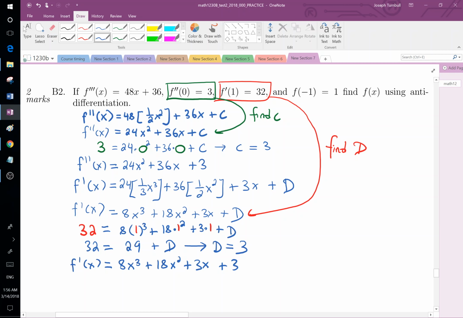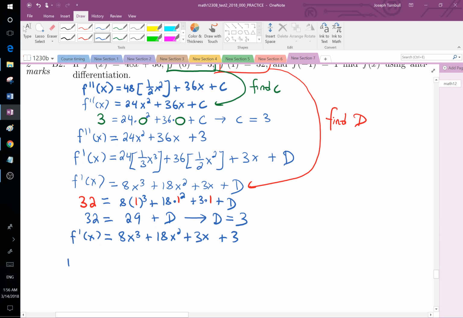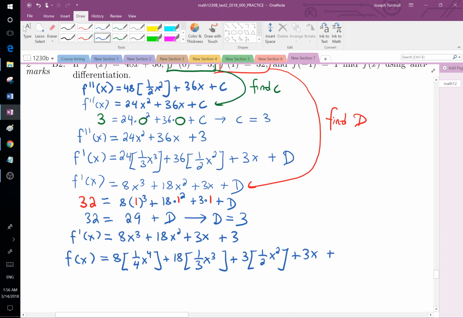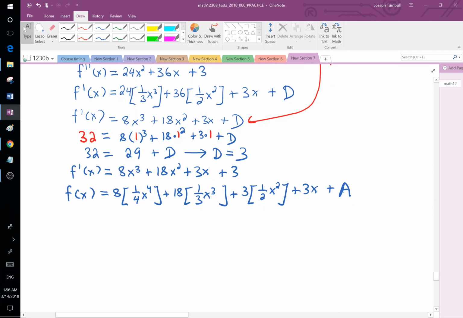Now we have to do it again. One more time, take the antiderivative. Antiderivative of x to the 3 is 1 over 4 x to the 4. Antiderivative of x squared is 1 over 3 x to the 3. Antiderivative of 3x is 3 times 1 half x to the 2. And antiderivative of 3 is 3x. And now we have a plus, but we used c, we used d, maybe we should use capital E, but I'm not going to do it and use a. Ha! Take that. Now we clean it up.